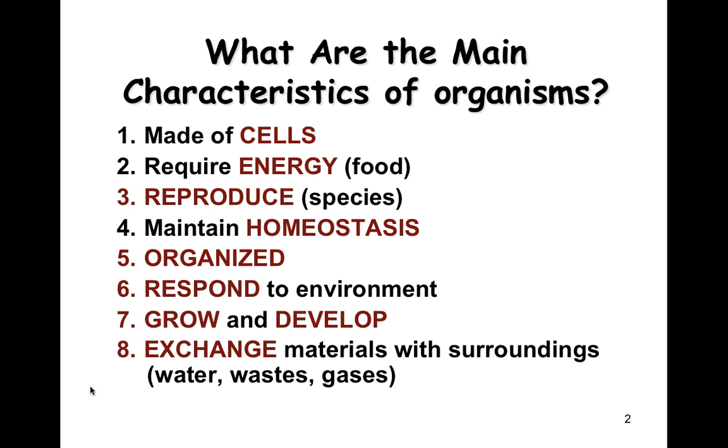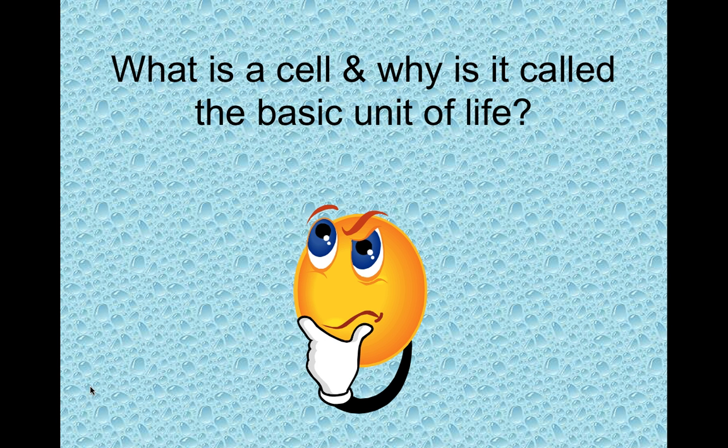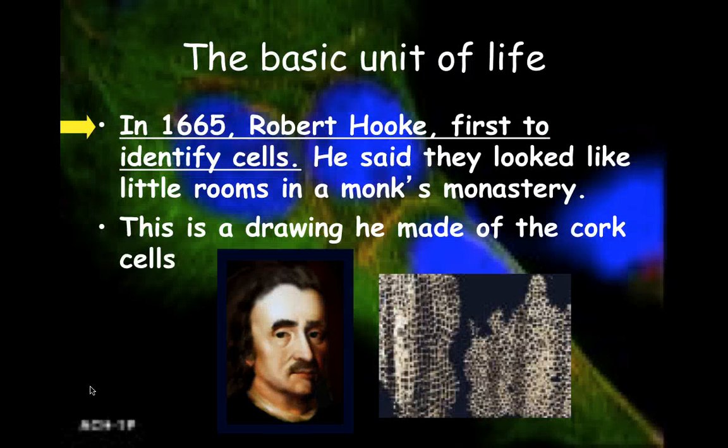There's a constant exchange between your cell membrane of every cell in your body, between the water as it goes in and out of the cell, waste products, as well as your gas exchange. As you sit there and you breathe in and out, you're exchanging the carbon dioxide and oxygen. So what is a cell and why is it called the basic unit of life? That's what we're going to think about today as we go through this video. The basic unit of life.